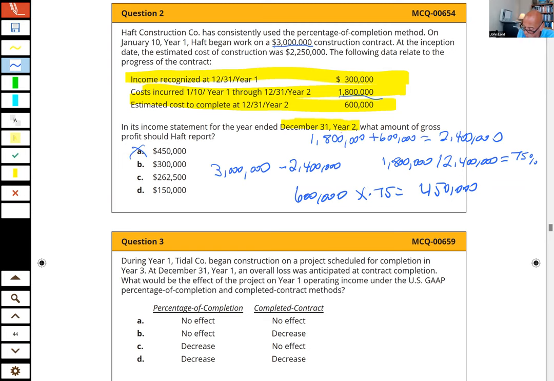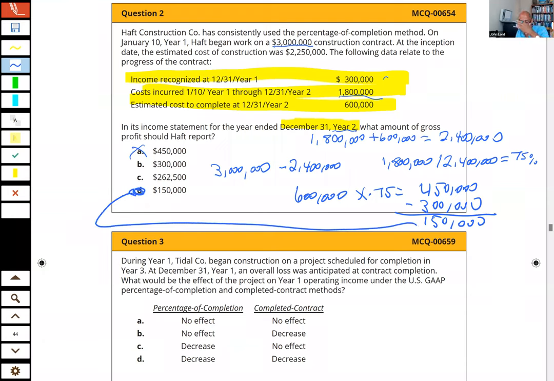But that's why some of you maybe picked A, but that's not the right answer because it wants to know what I have earned in year two. So I have to subtract what I had already recognized from year one. And so what I'm going to take for year two is simply the 150,000, thus choice D.